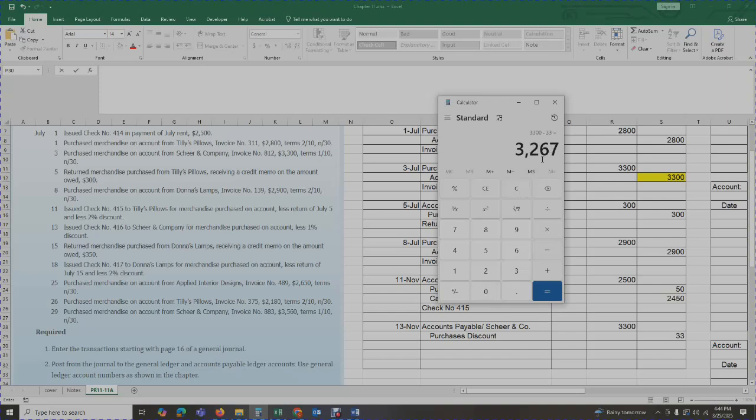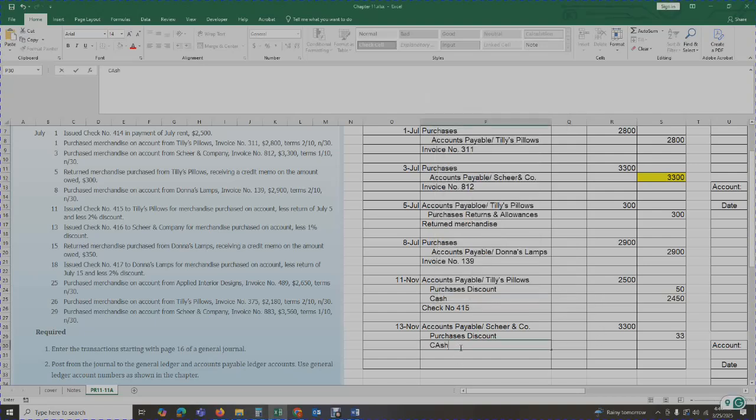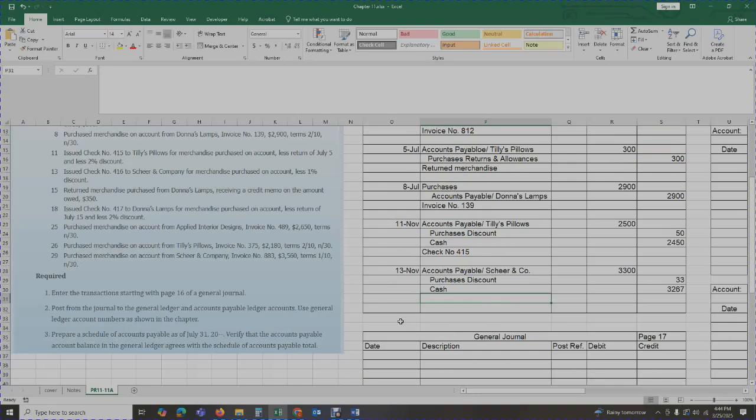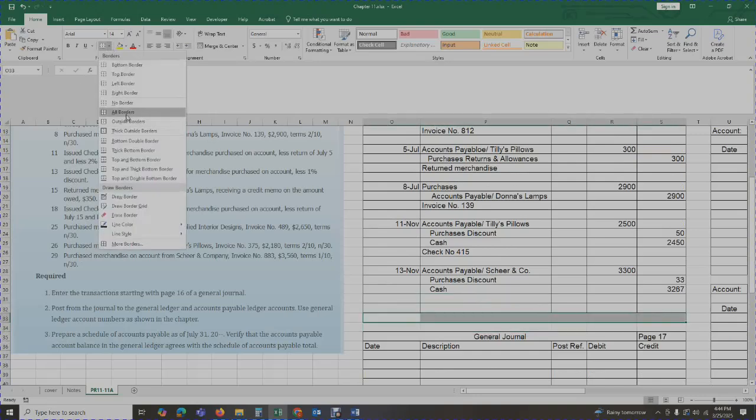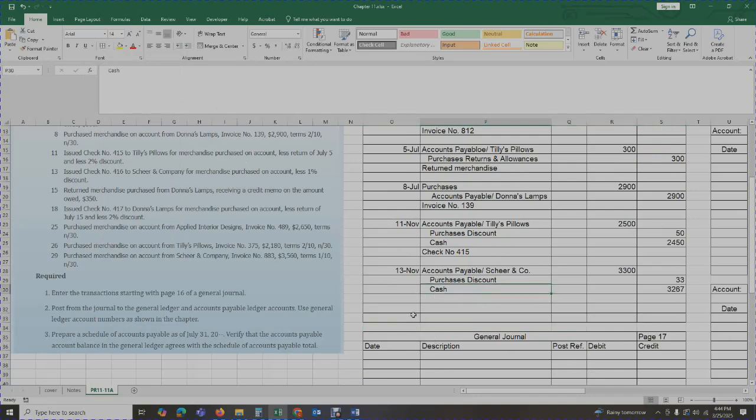That means the cash that I'm going to pay out is $3,267. So cash will be credited, and I misspelled cash. Cash will be credited for the $3,267. Remember, when you're doing your journal entries, debits need to equal credits all the time. Okay?